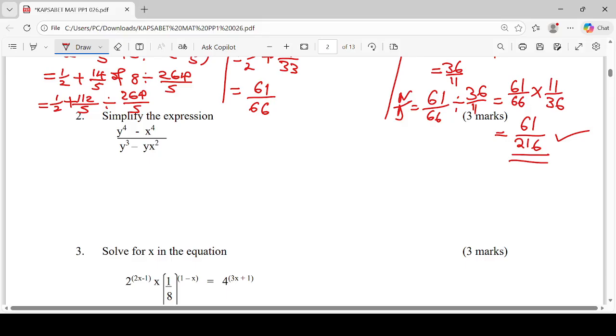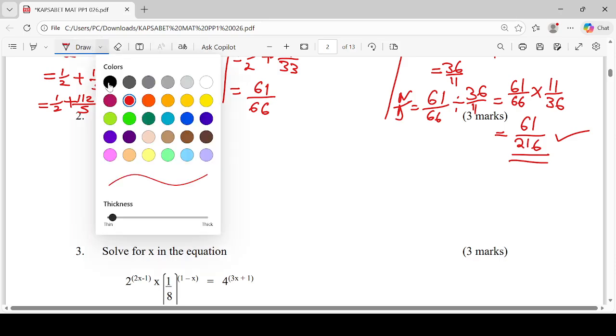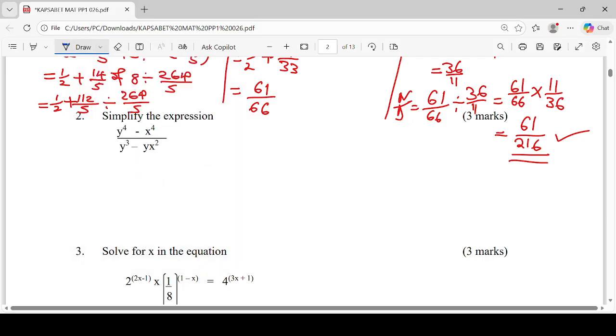Simplify the expression y power 4 minus x power 4 all over y cubed minus yx squared. When you look at the numerator, it is a difference of 2 squares. And we know under this law, let me give this law here, that we have a law under the difference of 2 squares that says a squared minus b squared is just like saying a minus b, then a plus b. We are going to apply that law.